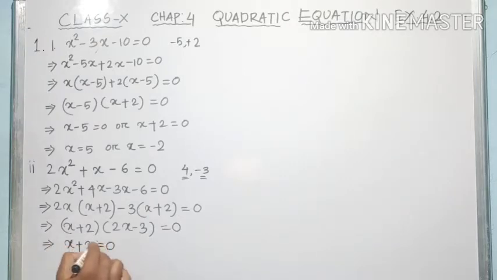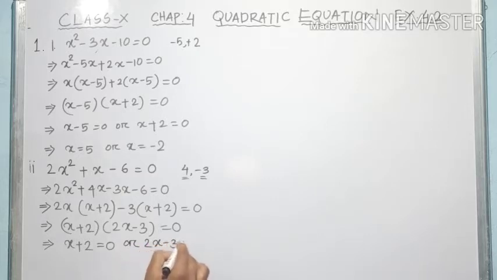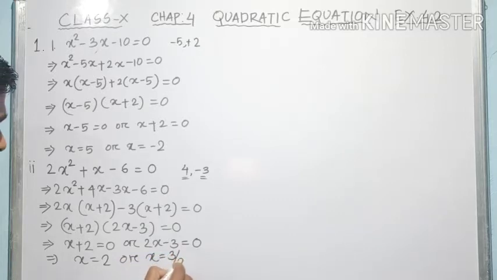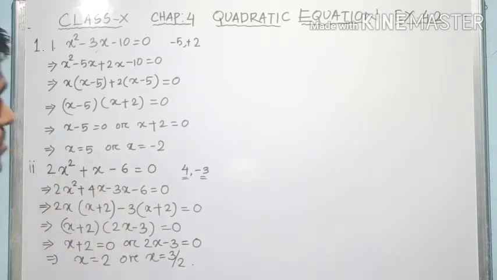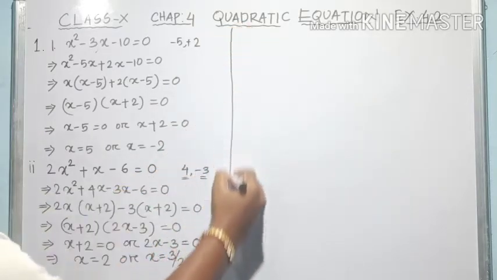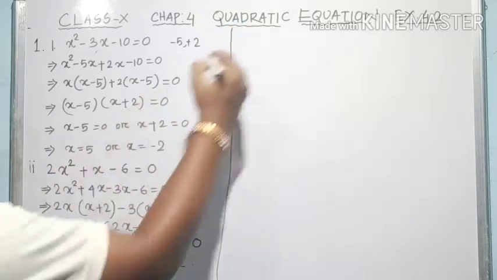These are the two factors, x plus 2 one factor and 2x minus 3 another factor. Equate each factor with 0 so that x plus 2 is equal to 0 or 2x minus 3 is equal to 0. This implies that x is equal to minus 2 or x is equal to 3 by 2. So these are the two solutions or two roots of the quadratic equation 2x square plus x minus 6 is equal to 0. Then next comes to part third.